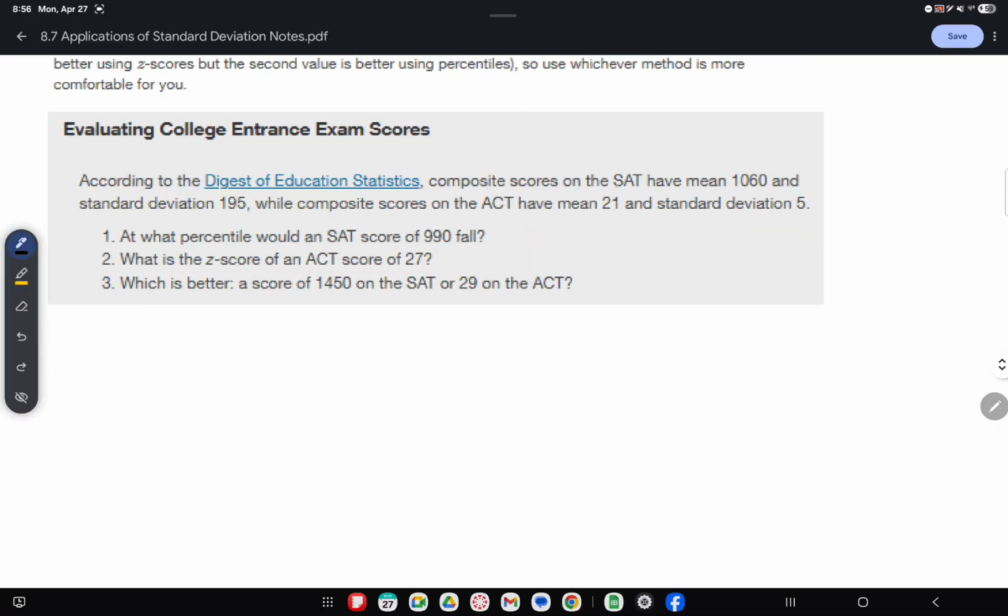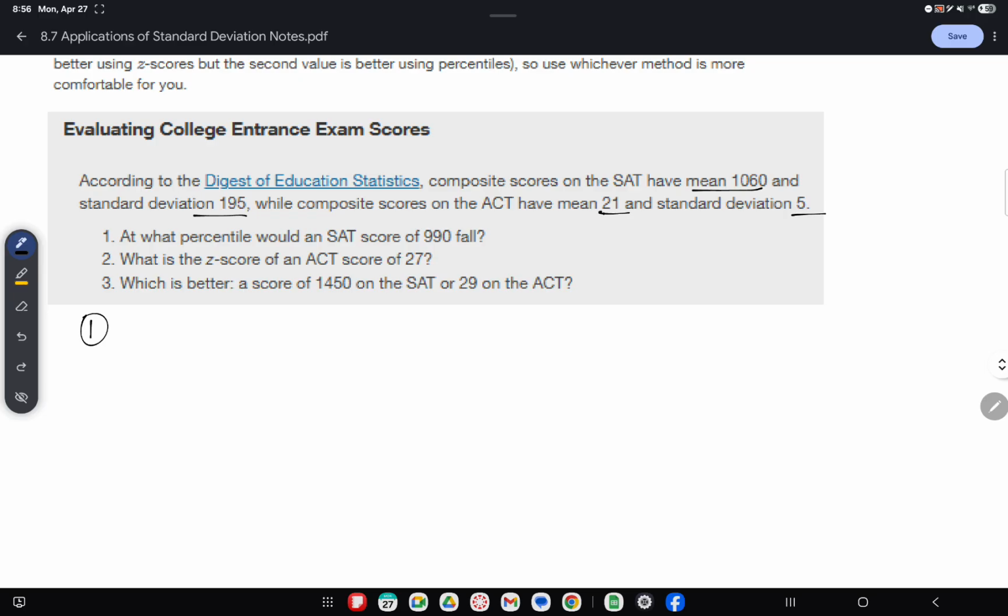So composite scores on the SAT have a mean of 1060 and a standard deviation of 195. For the ACT, we have a mean of 21 and a standard deviation of 5. So at what percentile would an SAT score of 990 fall?